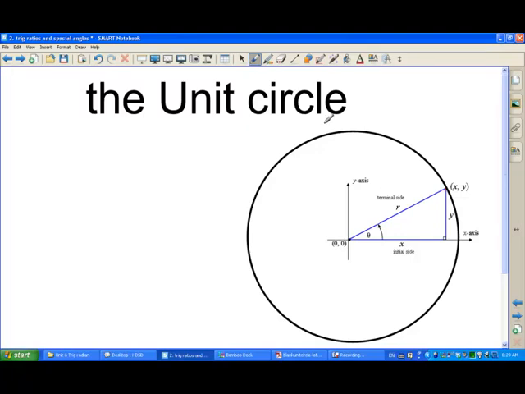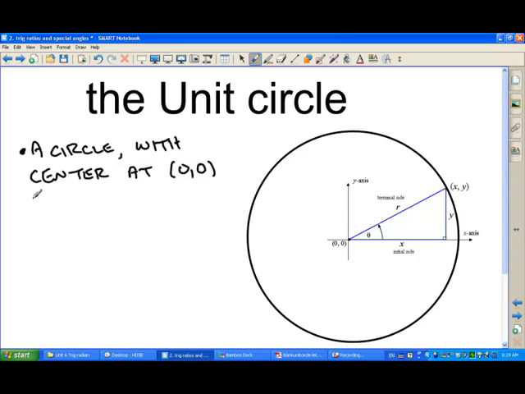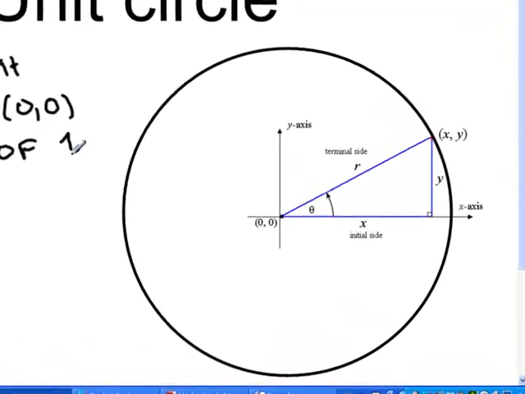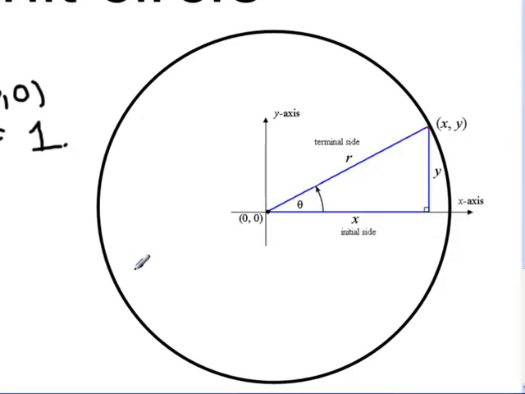What we really want to do today is talk about something called the unit circle. The unit circle is a circle on top of the XY axis with its center at the point 0, 0 and a radius of 1. So I've drawn a unit circle here, my XY axis, my center's at 0, 0, my radius, R, is equal to 1.